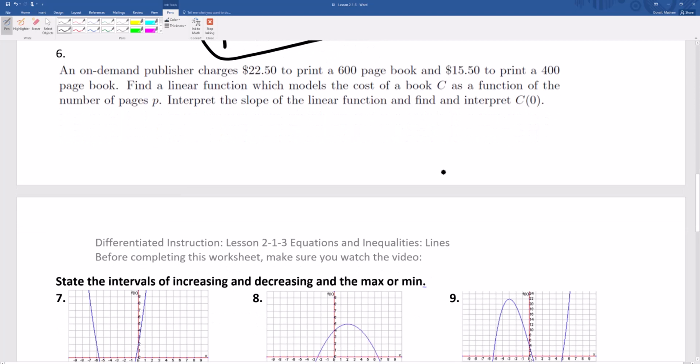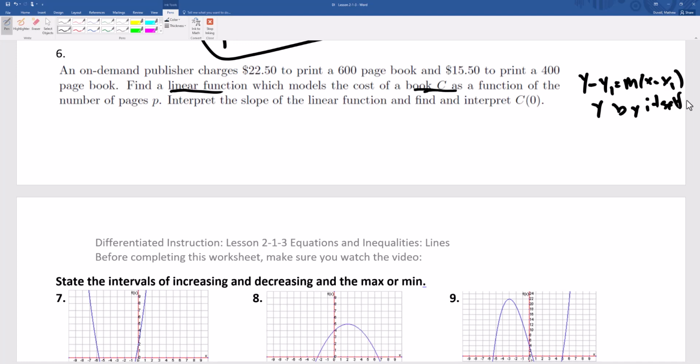It says an on-demand publisher charges $22.50 to print a 600-page book, and $15.50 to print a 400-page book. Find a linear function. Y minus y1 equals m times x minus x1. Find a linear function which models the cost of the book as a function of the number of pages. If we have to create it as a function, that means y does have to be by itself. So eventually I'm going to have to get y by itself. Interpret the slope and interpret c of 0.